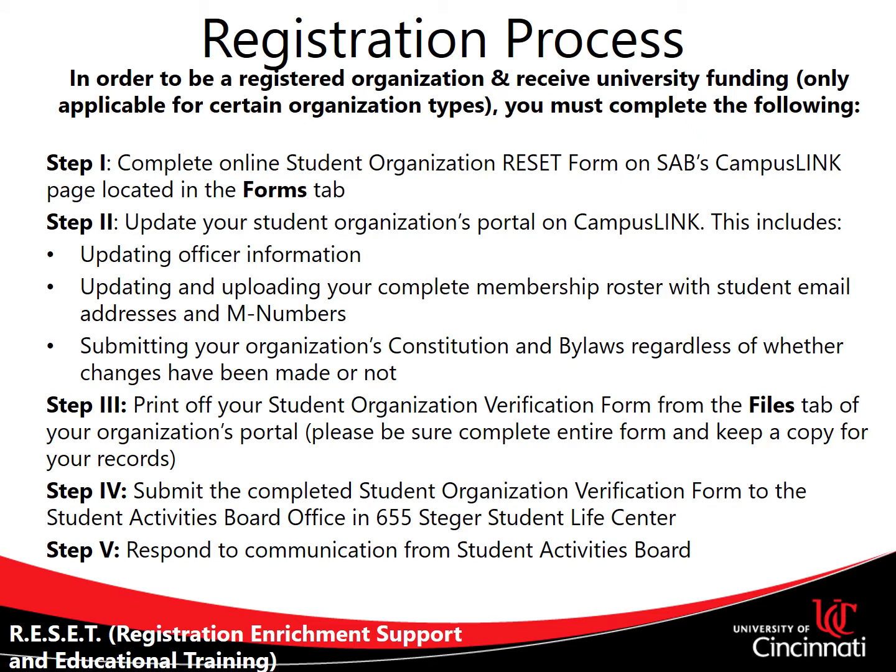The last step is to review and, if applicable, respond to any communication your organization receives from Student Activities Board. This communication will provide an update on your organization's registration status. Email is the preferred method of communication with questions or issues about registration.